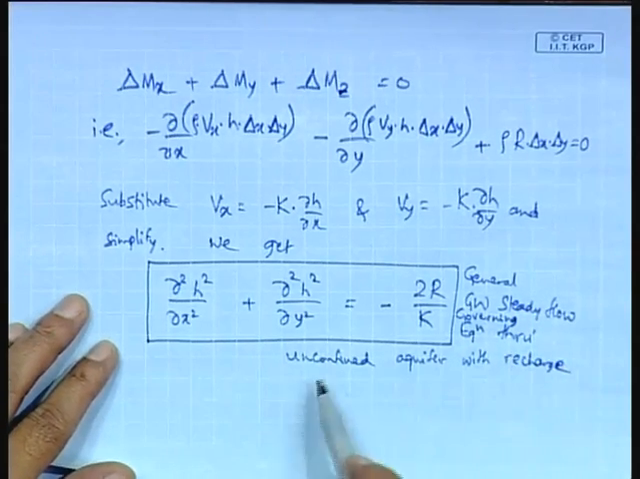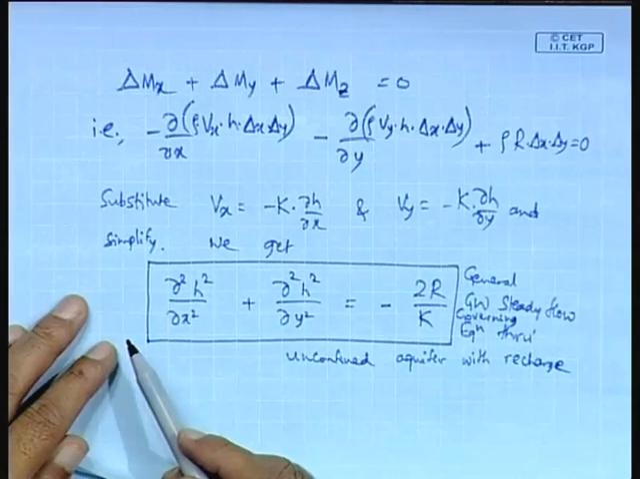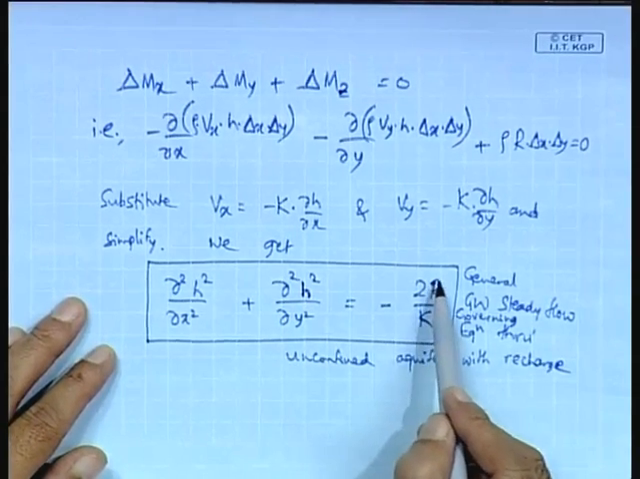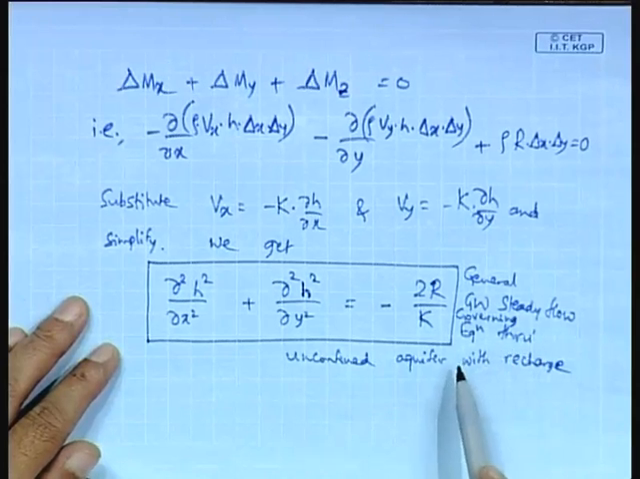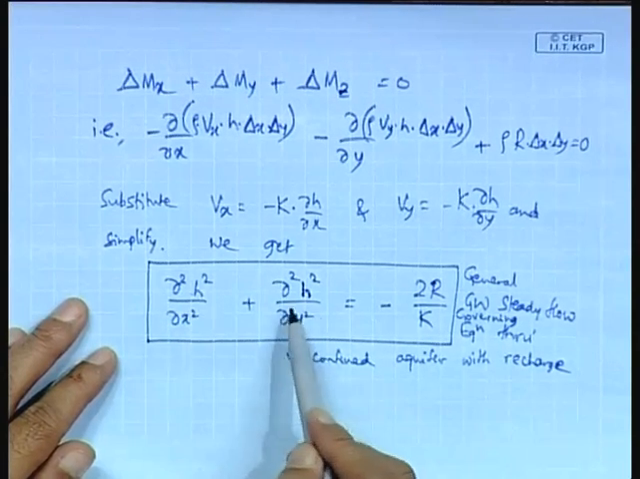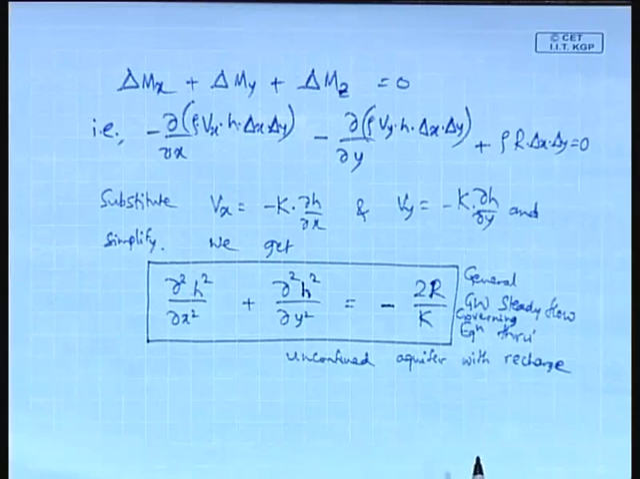So, in case of steady flow through an unconfined aquifer, it satisfies the Laplace equation in h square, whereas when there is a recharge through the unconfined aquifer at the rate of r along the z direction, the general governing equation for steady flow through an unconfined aquifer will be given by d square by dx square of h square plus d square by dy square of h square, equal to minus 2r by k. So, this is how the groundwater governing flow equation changes its form in case of an unconfined aquifer when there is no recharge as well as when there is recharge.